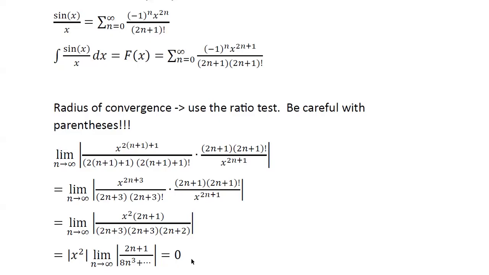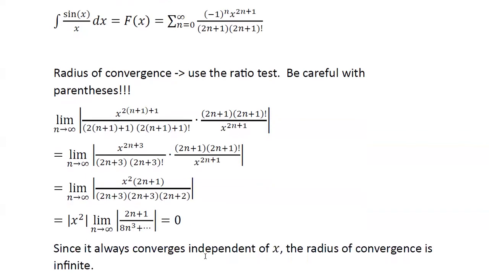Okay, if you remember from doing other problems, you set the result of the limit less than 1 and you solve for x in the inequality, right? Well, this doesn't depend on x at all. So it converges independent of x, which means the radius of convergence is infinite. Okay, so don't get tricked by that. All right, so radius of convergence is infinite.